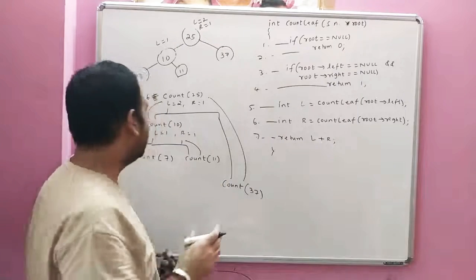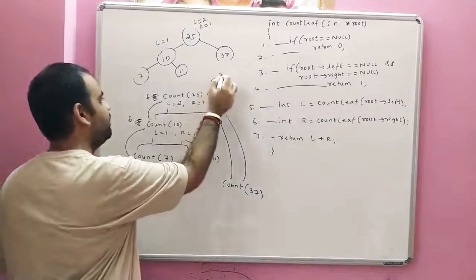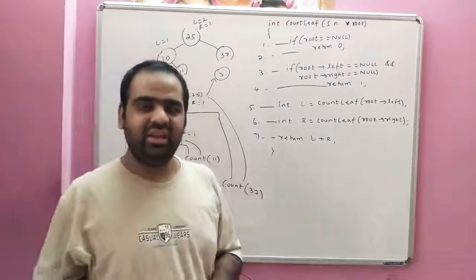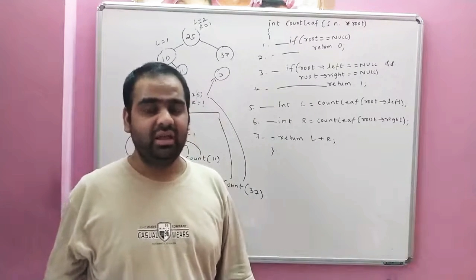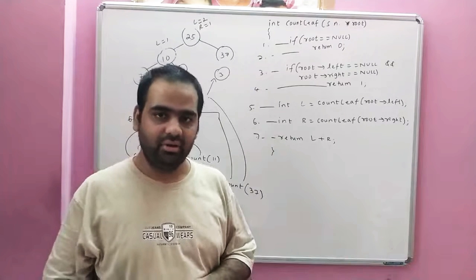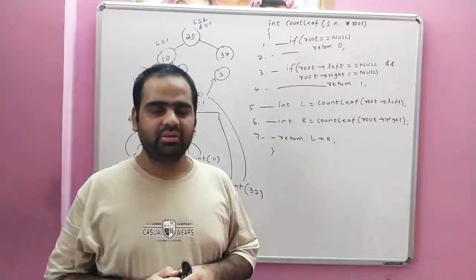Execute line number 7. Return L plus R. Return 1 plus 2. And what is 1 plus 2? 3, and 3 is the number of leaf nodes. Now let us see how do we delete a binary tree, and that will complete our course on the binary search tree. Thank you.